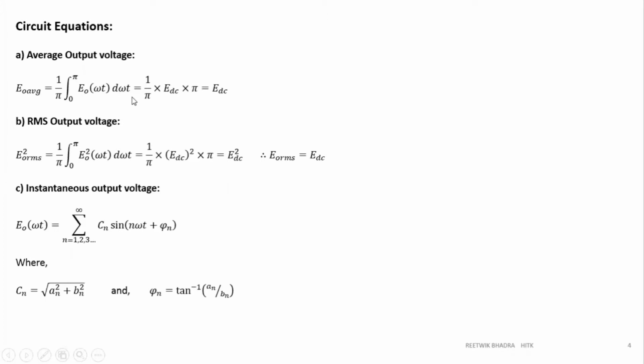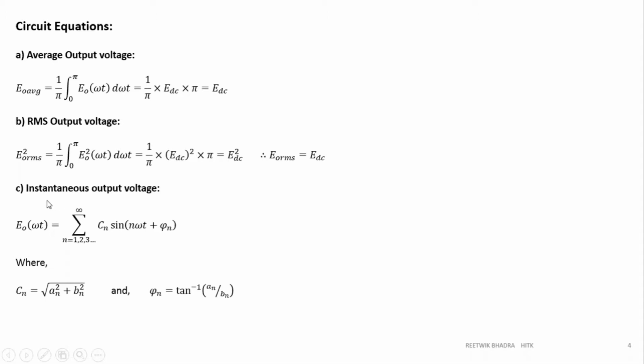Whatever you do the integration, but in a square wave, there is no need to do integration, and in a symmetrical square wave, RMS and average is always equal to its maximum value. That is EDC. So E0 RMS is equal to EDC, and E0 average is also equal to EDC.